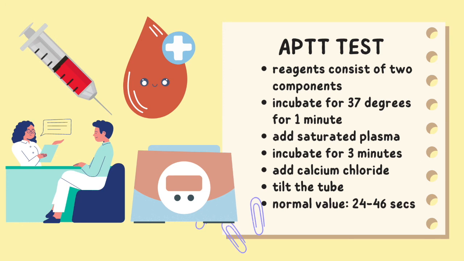Afterwards, we add pre-warmed calcium chloride, then start the timer, tilt the tube to check for coagulation, and if there's clot formation, we can stop the timer. The normal value for APTT test is 24 to 46 seconds.